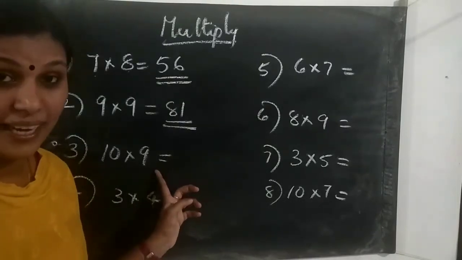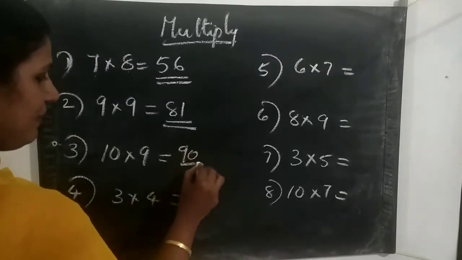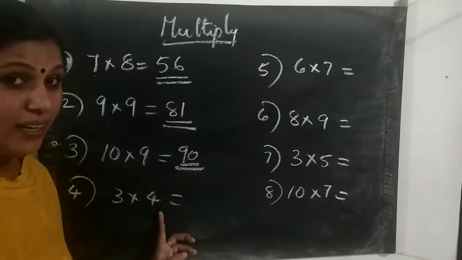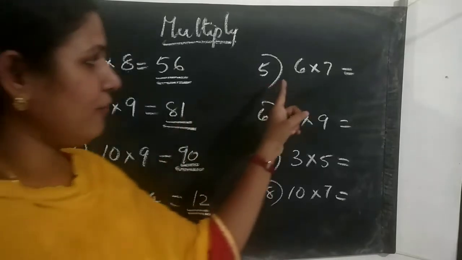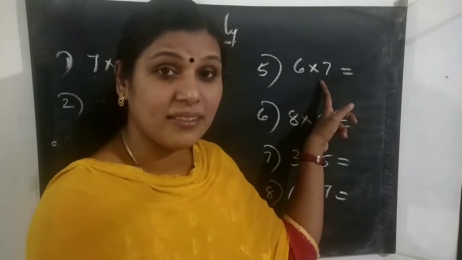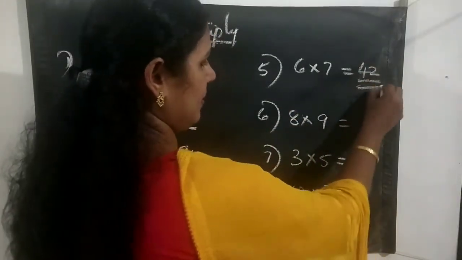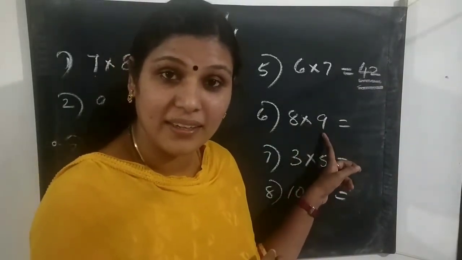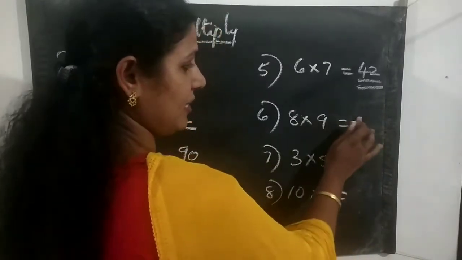Then 10 into 9. 10 9s are 90. Okay, very good. Then 3 into 4. 3 4s are 12. Then the fifth question is 6 into 7. 6 7s are 42. Then 8 into 9. 8 9s are 72.